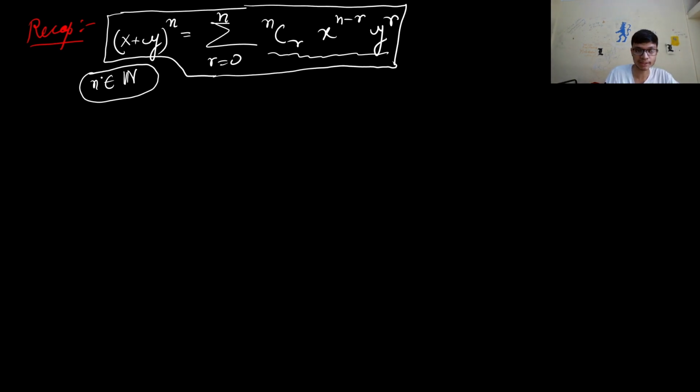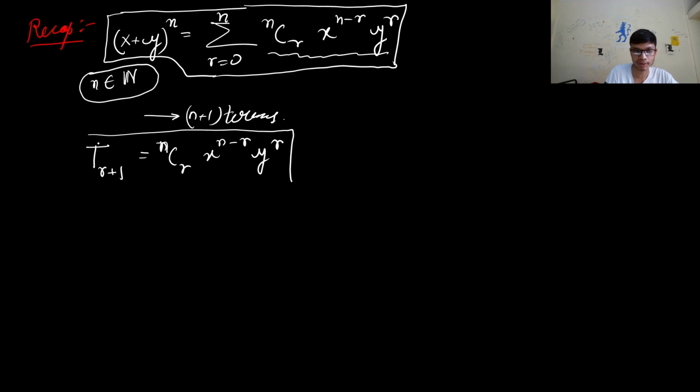Whenever we deal with the general term, we have already seen some basic important notes regarding this binomial expansion: the expansion will have n plus 1 terms. And if we talk about the general term, we write it as T of r plus 1, that is the r plus 1th term, written as nCr x to the power n minus r and y to the power r. This is how you represent the general term of a binomial expression like x plus y to the power n.